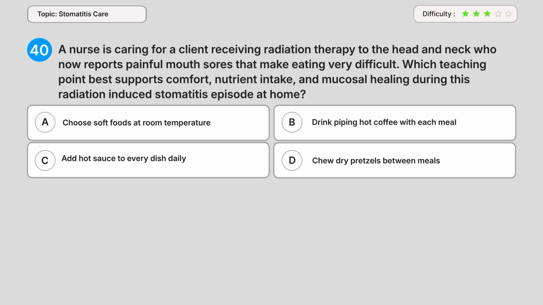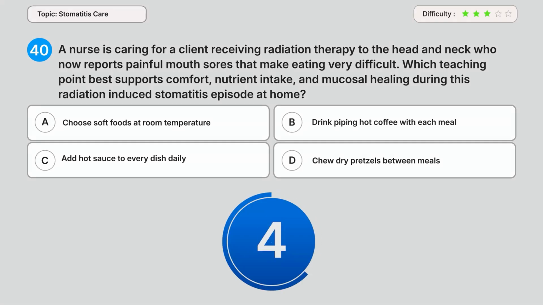A. Choose soft foods at room temperature. B. Drink piping hot coffee with each meal. C. Add hot sauce to every dish daily. D. Chew dry pretzels between meals. Can you guess the answer?